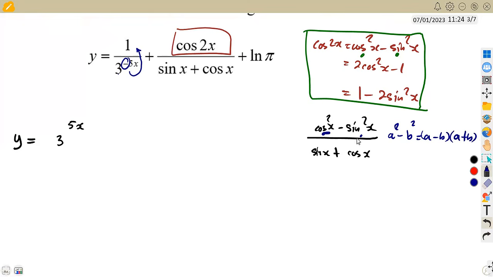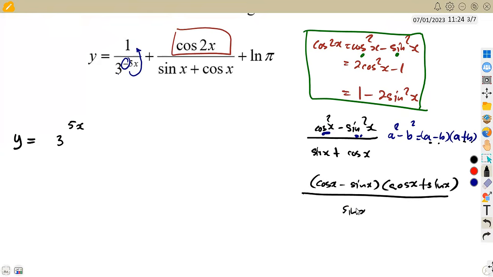So this is what we have: the cosine squared, the sine squared. Meaning to say we shall have two brackets with the cosine of x minus the sine of x, just like a minus b, a plus b, times the cosine of x plus the sine of x. But everything is over the sine of x plus the cosine of x, which can simply cancel because these two are the same. So we can cancel this part and this part. We remain with cos x minus sine x.